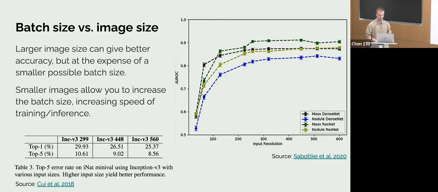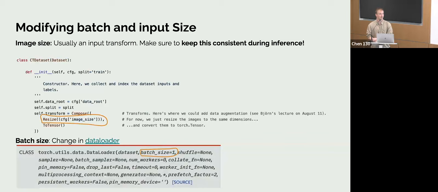So how do you actually modify it? I think this is something that most people have encountered, but just in case, these slides will be available for reference as well. Usually the image size is a parameter in the input transforms. You're usually doing some kind of resize operation on the way in. So if you want to find the size of the image that actually hits your model, it's usually tucked away in your transforms.